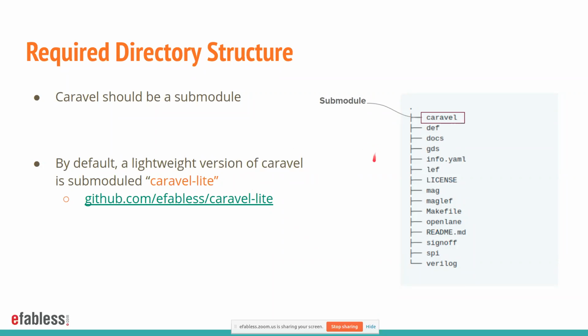You will also need to have a Verilog directory which contains the RTL and gate level for your design. You will need to have the GDS directory, the DEF and LEF. And if you're using Magic or OpenLane, you will need to have the mag and the maglef directories. And if you're submitting for the open source shuttle, you need to have a license file.